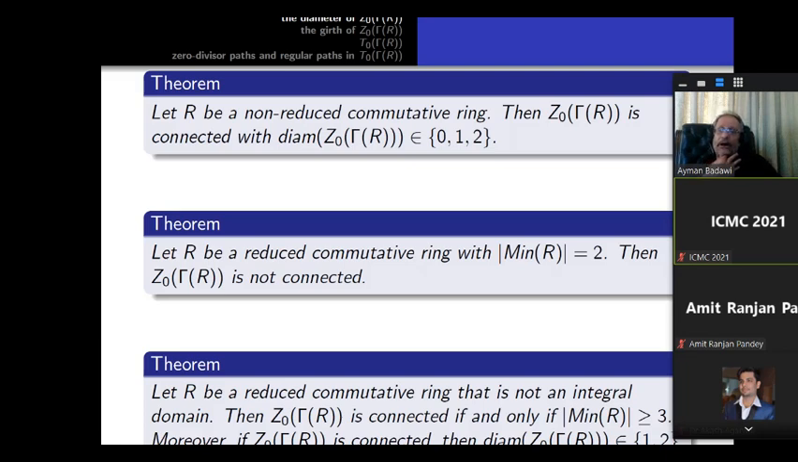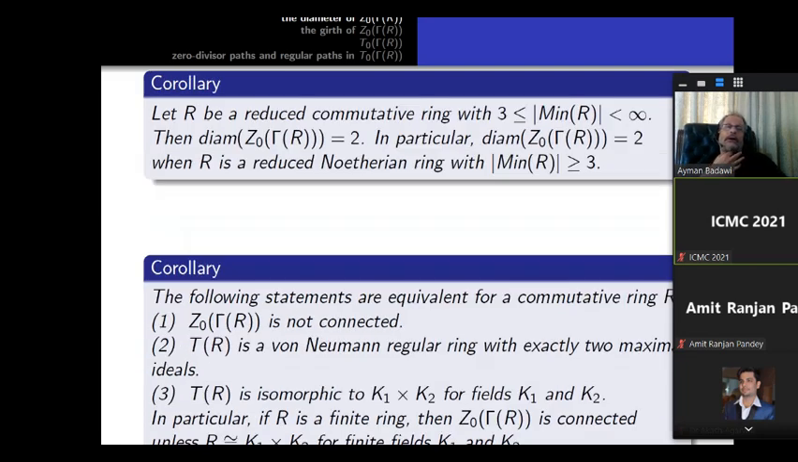Okay? All right, so where do we stand so far? If your ring is reduced and the number of minimal prime ideals is 2, then this graph Z index 0 is always not connected. If the number of minimal prime ideals is bigger than or equal to 3, then Z index 0 is always connected. Okay, we still work with the reduced case. What about if the number of minimal prime ideals is bigger than or equal to 3 and less than infinity?